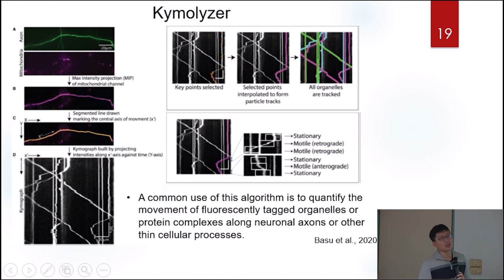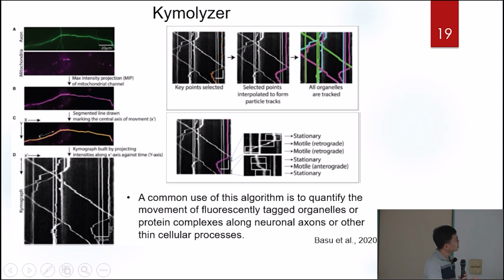However, this one is a semi-automatic way, because after generating the kymograph, the program doesn't know which line is one mitochondrion. For example, it's possible that this one is a stationary mitochondrion. Somehow here it starts moving, but in reality, probably this is all one stationary mitochondrion. So you have to assign at least some part of them.